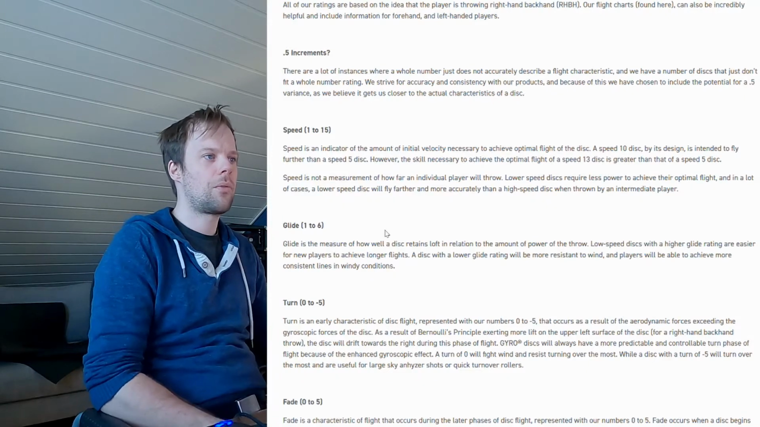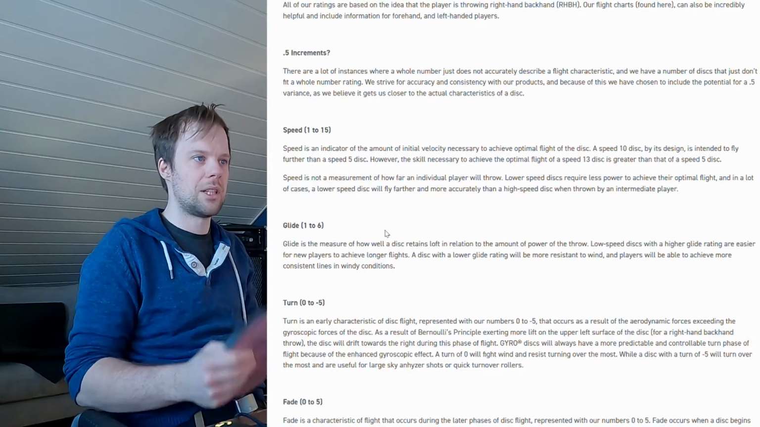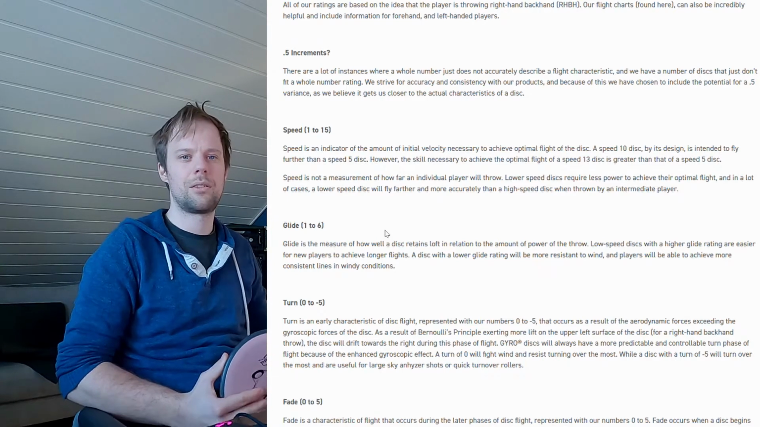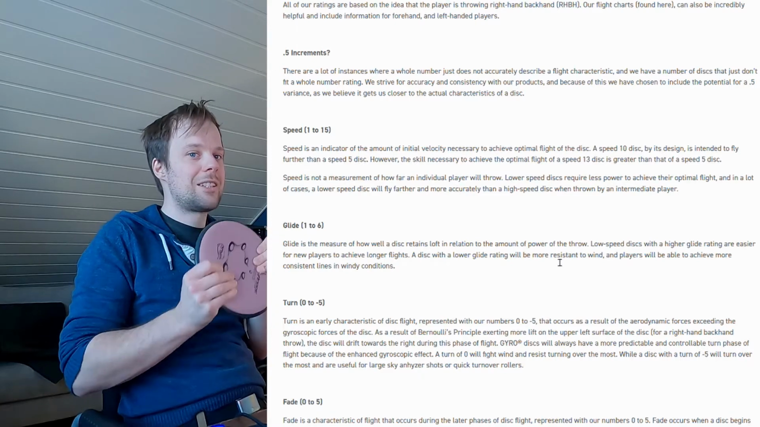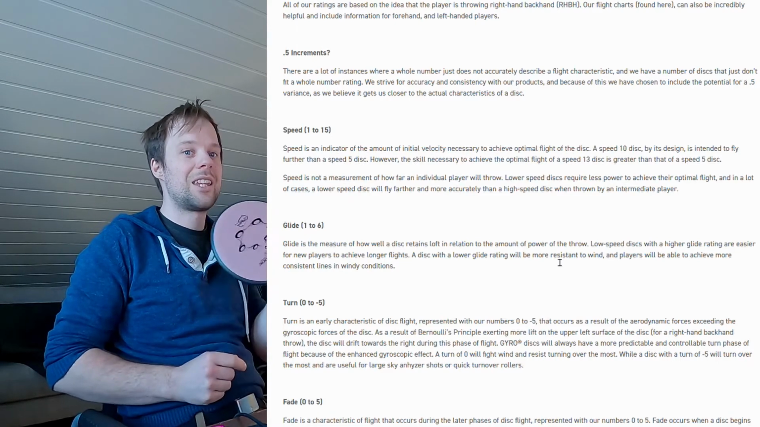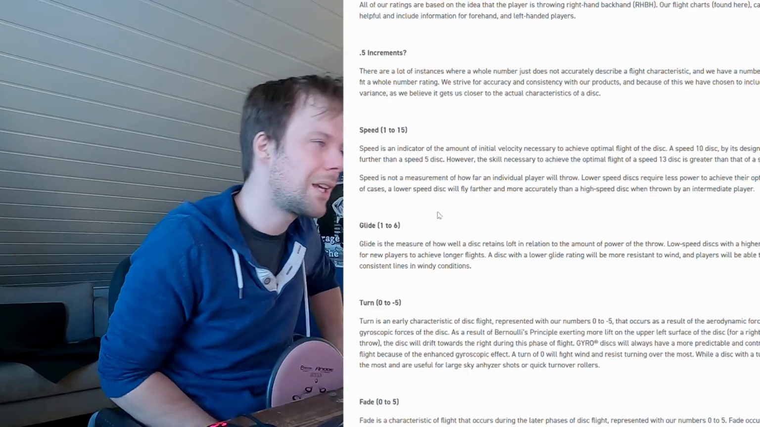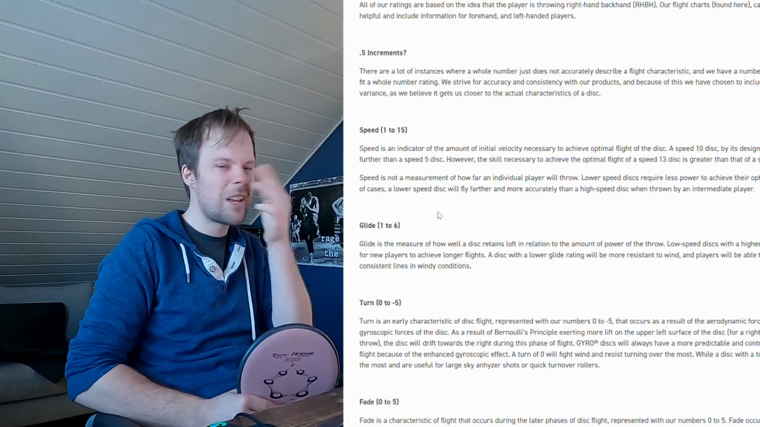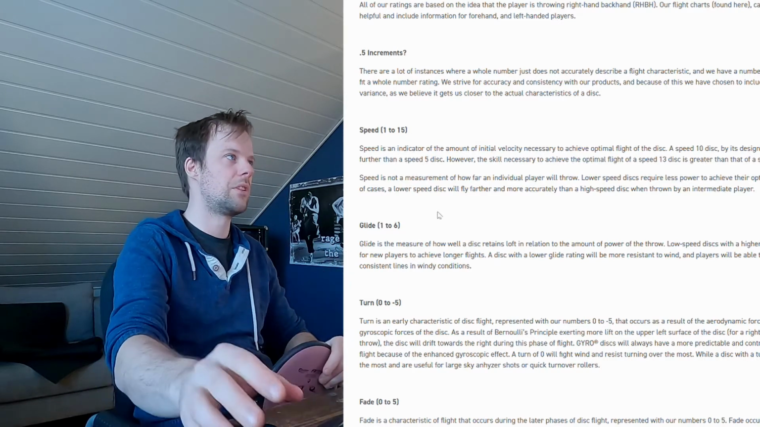Speed is an indicator of the amount of initial velocity necessary to achieve optimal flight of the disc. Really different idea to look at speed. A higher speed disc requires higher initial velocity or release velocity. There is no clear measure or real property that's related to the speed of a disc.